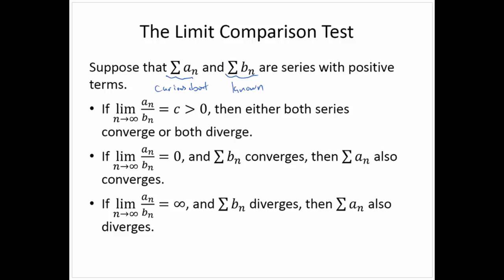If the limit as n approaches infinity of a sub n over b sub n is equal to c, which is some positive number, then either both series converge or both diverge. So if we know that sigma b sub n converges, then sigma a sub n must also converge. If the limit of a sub n over b sub n is 0 and sigma b sub n converges, then sigma a sub n must also converge. If the limit is infinite and sigma b sub n diverges, then sigma a sub n also diverges.